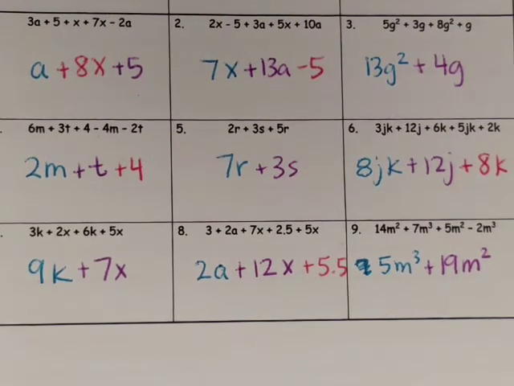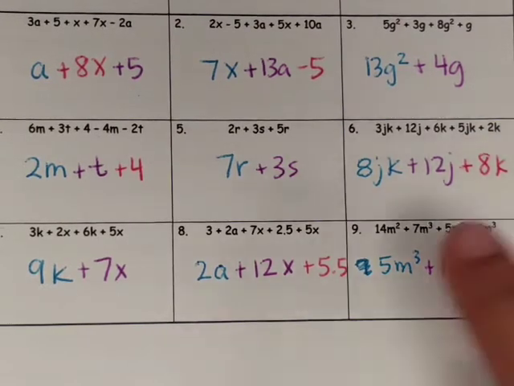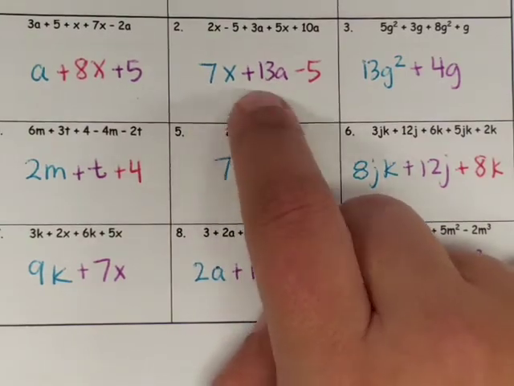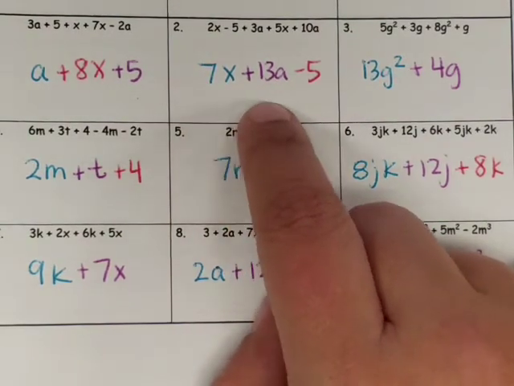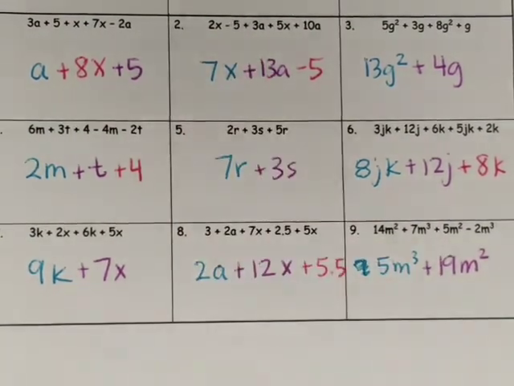And it's just standard form. You'll learn about that in Math 1. So I just kind of want to get you prepared for that. Okay, so the only one I really messed up on was this one. I should have written 13a plus 7x minus 5, and that would have been in correct order.